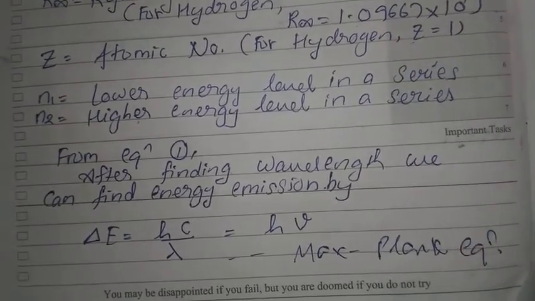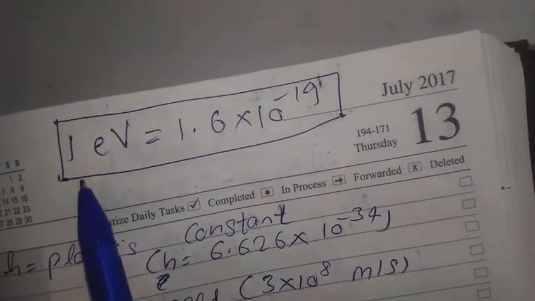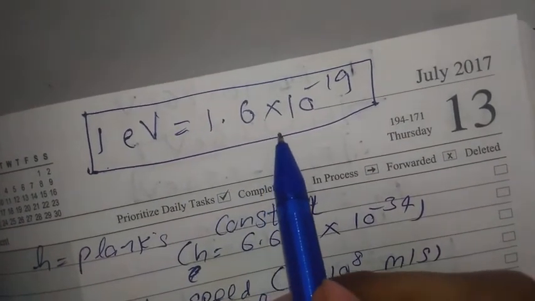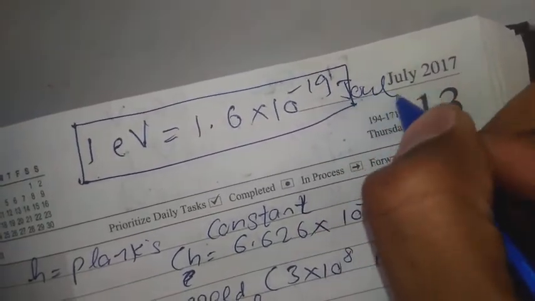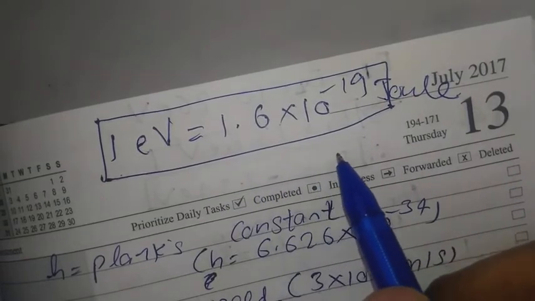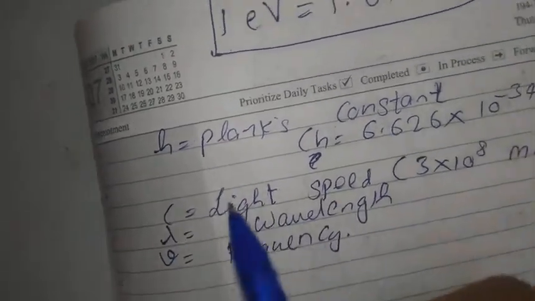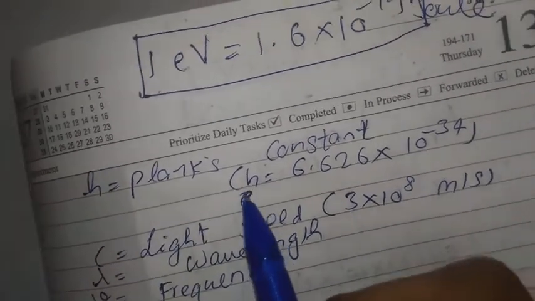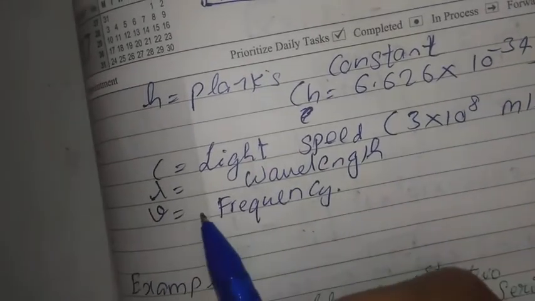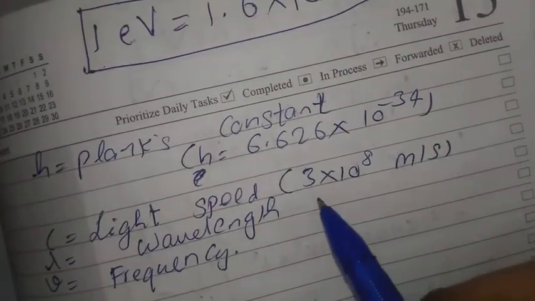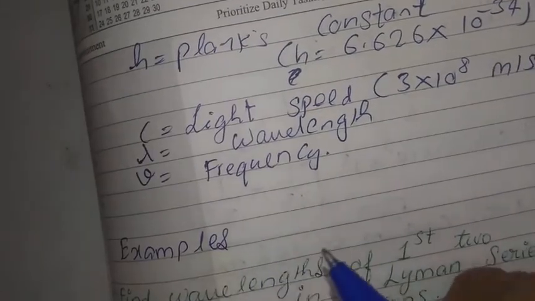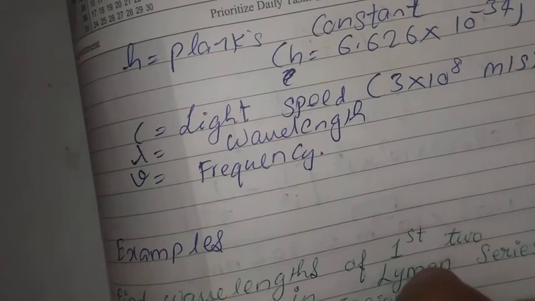And this is the conversion unit of energy: 1 electron volt is equal to 1.6 into 10 to the power minus 19 joules, where h is again Planck's constant, its value is 6.626 into 10 to the power minus 34. c is the speed of light in air, 3 into 10 to the power 8 meters per second. Lambda is the wavelength and nu is the frequency. Now let us try to solve a few examples.